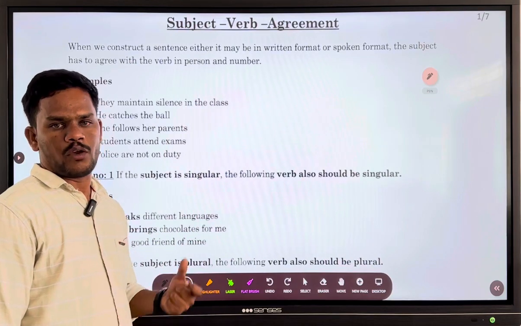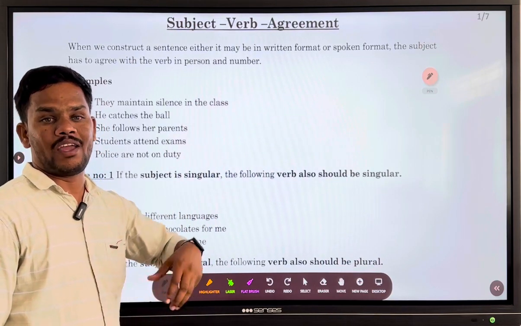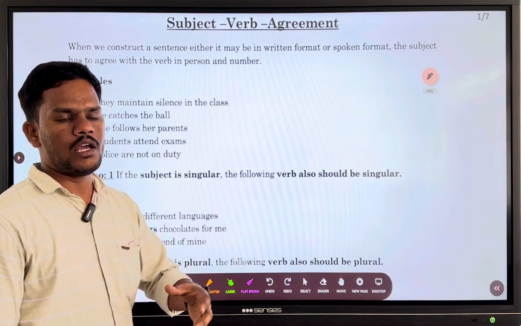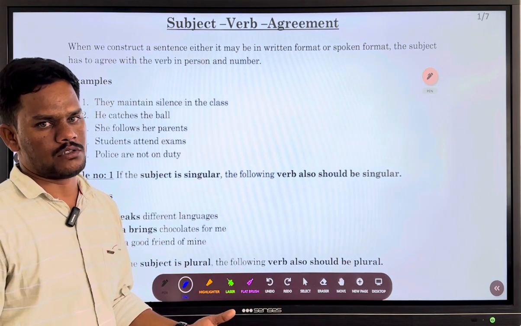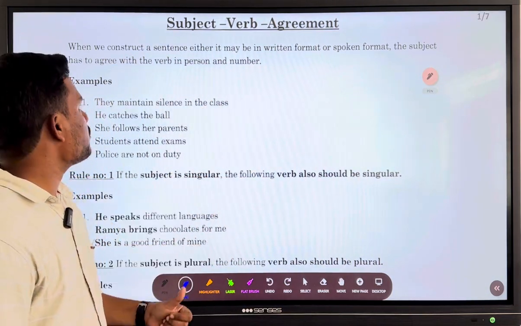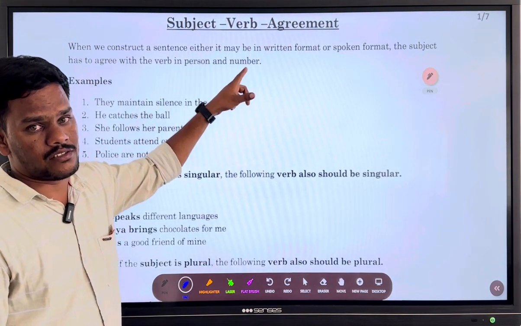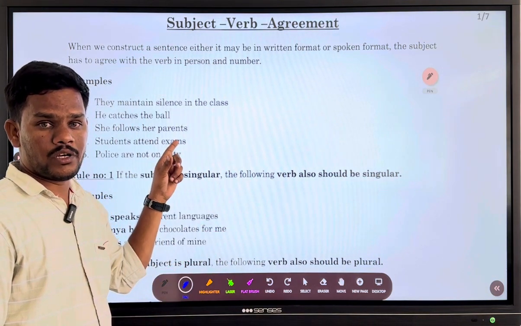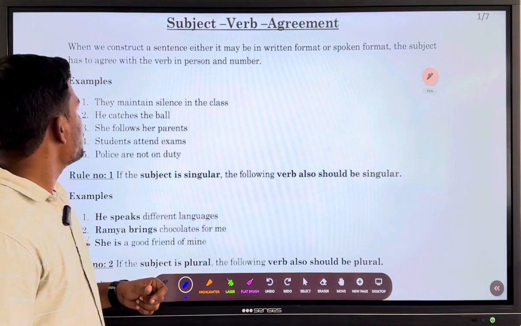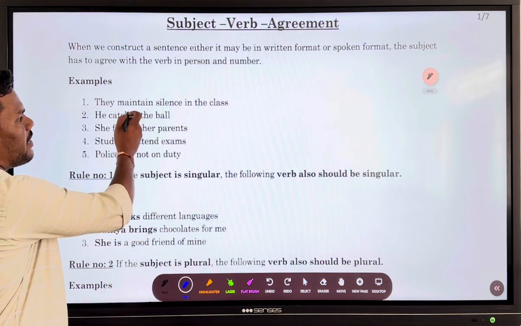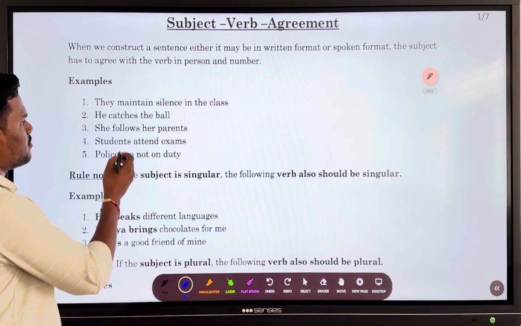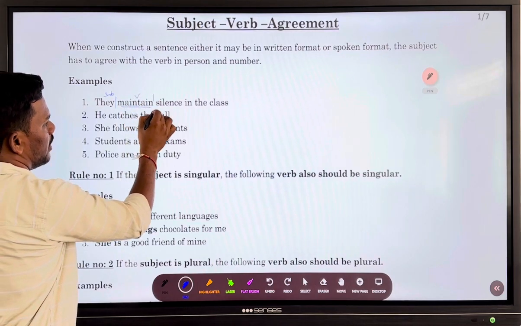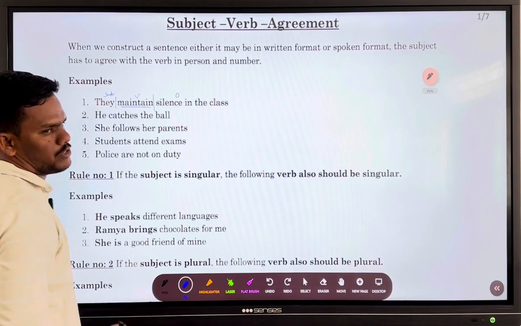So in this topic, we are going to discuss 8 rules. We have approximately 17 to 18 rules, but today we'll discuss only 7 rules, and the remaining rules will be discussed in the coming classes. Okay, so let us directly come to the point. When we construct a sentence, either in written format or spoken format, the subject has to agree with the verb in person and number. See examples here. They maintain silence in the class. In this sentence, they is the subject, maintain is the verb, and silence in the class is the object.